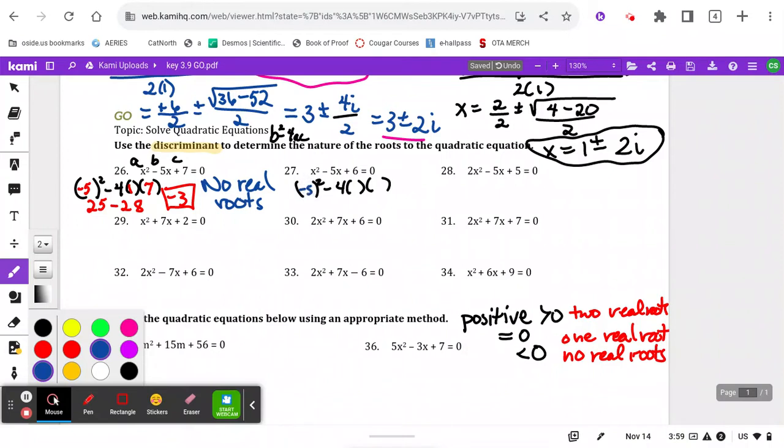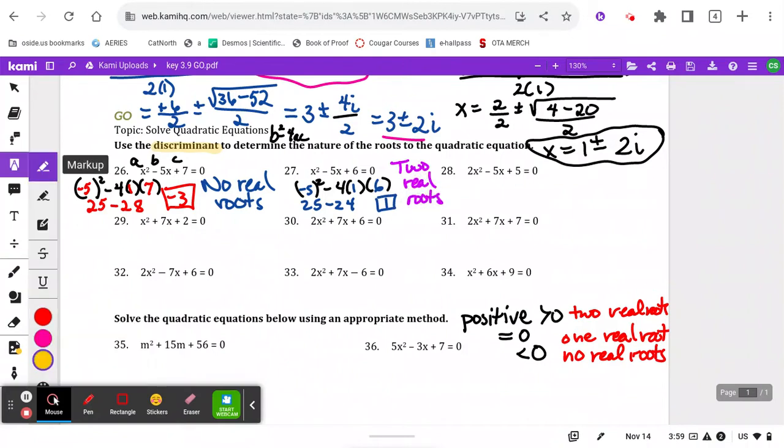Plugging in, I get -5, 1, and 6. This is going to turn into 25 minus 24, which just gives me a discriminant of 1. A positive discriminant means 2 real roots. So right here, I'm referring to this.